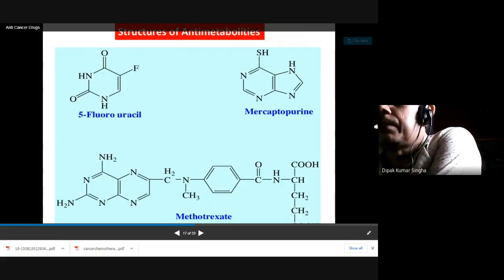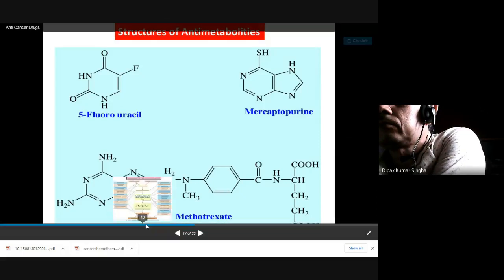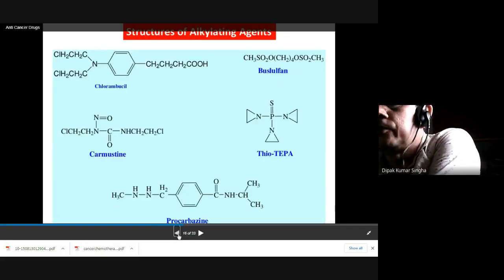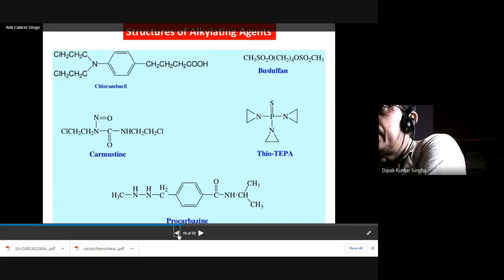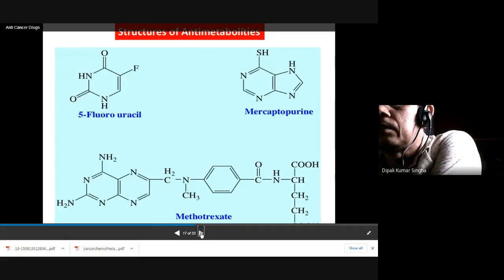This is the chemical structure of the alkylating agents, which is helpful for chemistry as well as pharmacology. This is the structure of chlorambucil, melphalan, carmustine, thiotepa, and procarbazine. These are not all needed in pharmacology, but it is helpful.